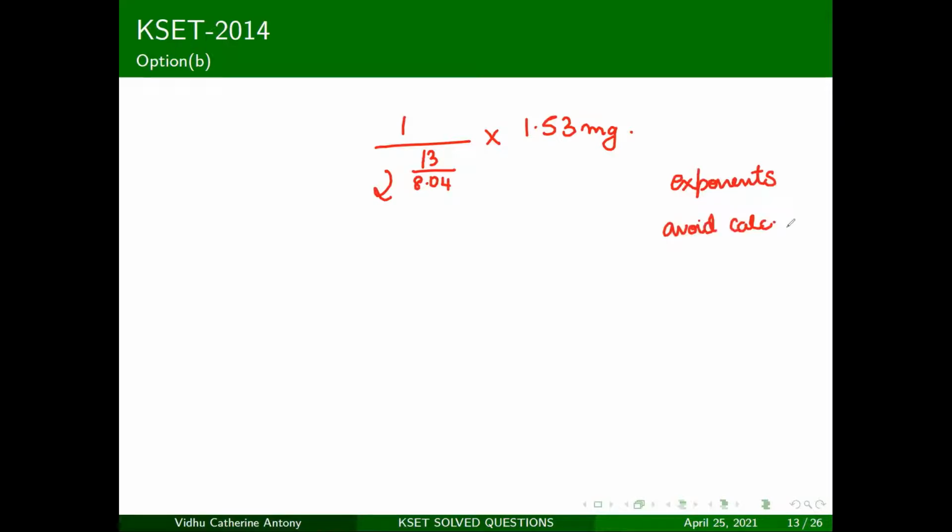Because when you try to come to a closer approximation, the approximations you make should be as close as possible, and try to avoid intermediate calculations. So here, if you look at this, 13 can basically be split up as 8 plus 5.